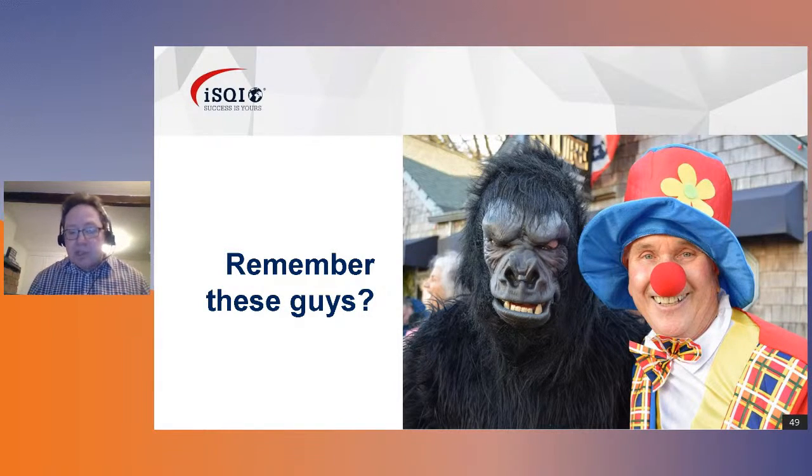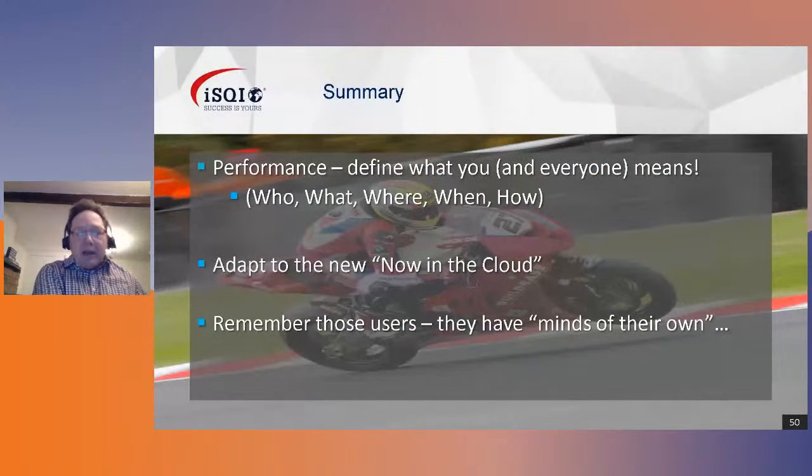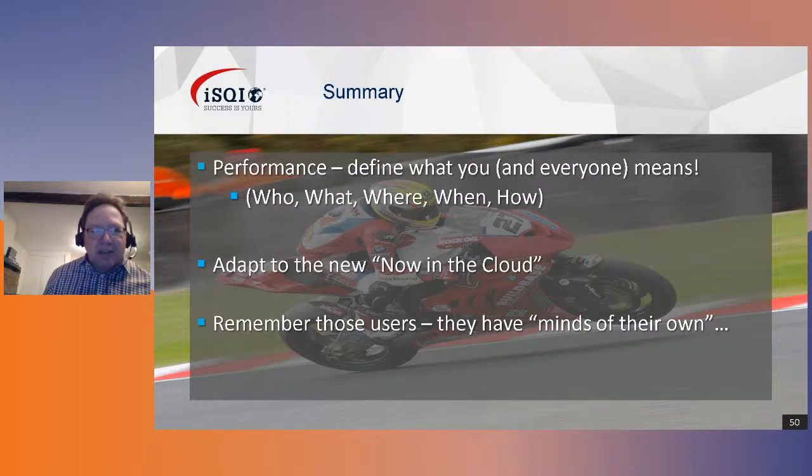So when we're looking at performance testing, we have to go all the way back to the start and think, okay, let's look at it from that user point of view. What do we mean by performance? Who, what, where, when, how? Special emphasis on the who. We need to adapt the work that we're doing to suit that sort of now in the cloud approach. All those different as a service that the cloud represents. How might that change the work we're doing? And the final point, don't forget your users.